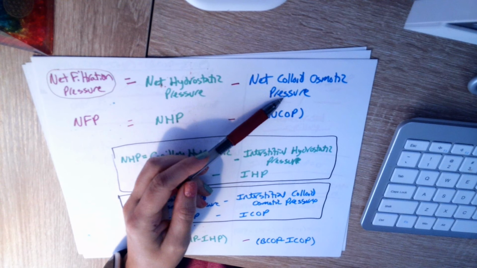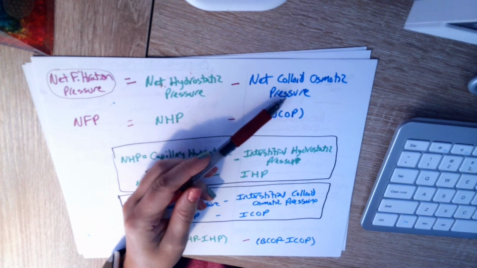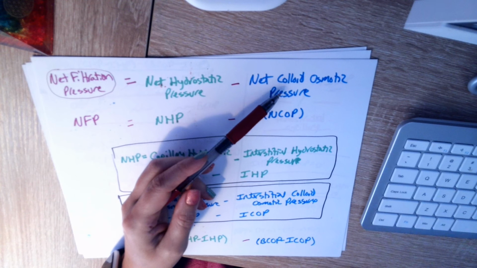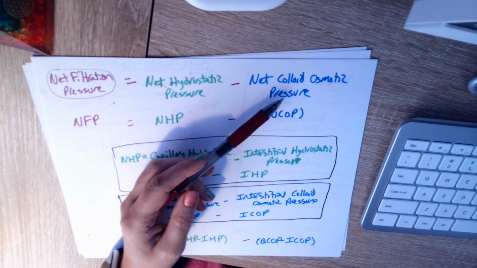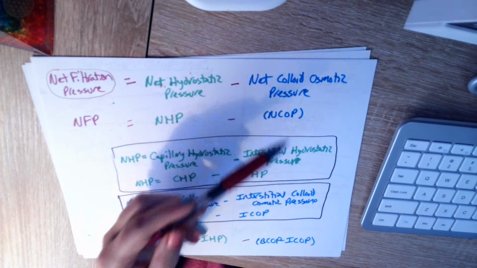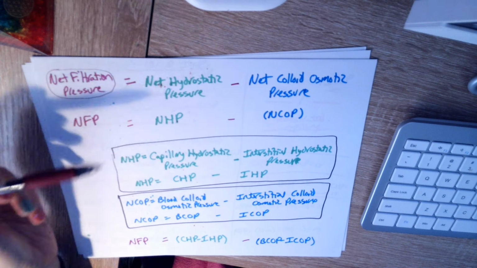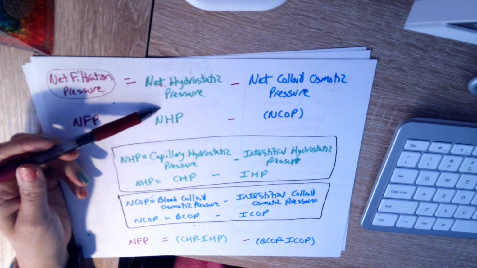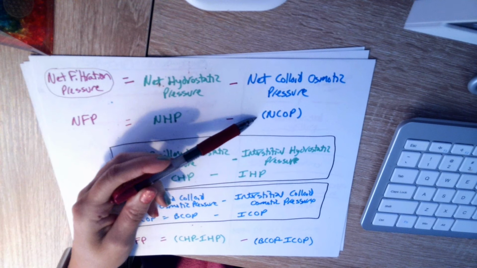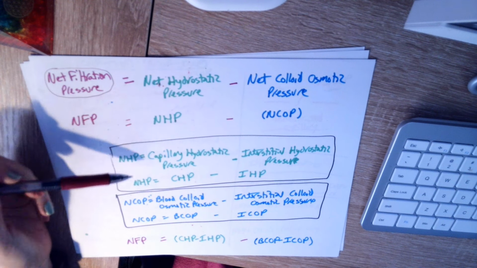So if we have a case where we have a continuous capillary, we're not going to really have those proteins out in the interstitial fluid, but if we had a sinus-like capillary, we would have plenty of those proteins in the interstitial fluid. So let's take apart each one of these, the net hydrostatic pressure and then the net colloid osmotic pressure, and do each one of those individually.